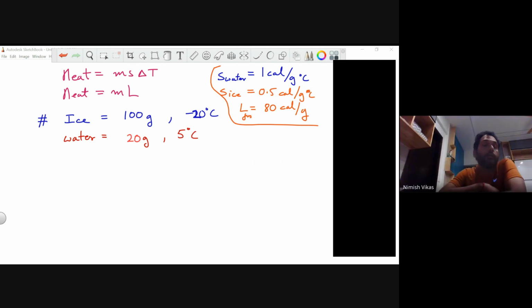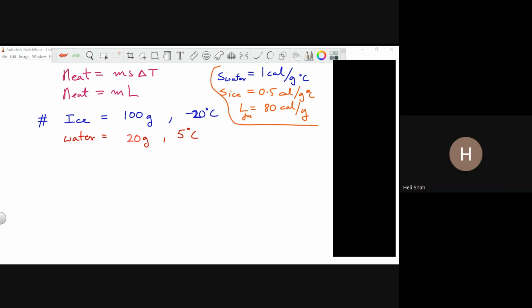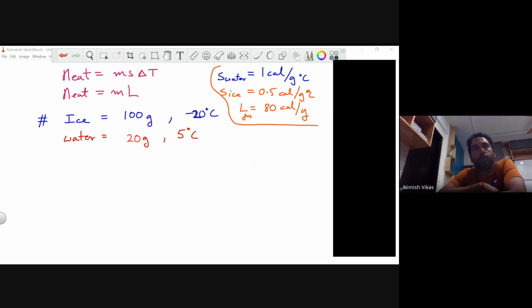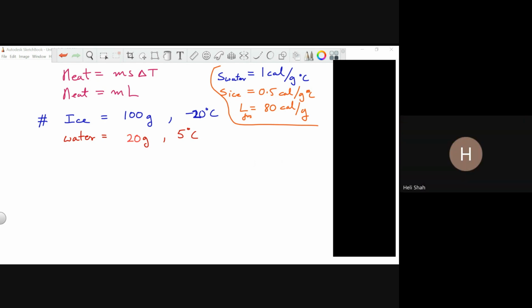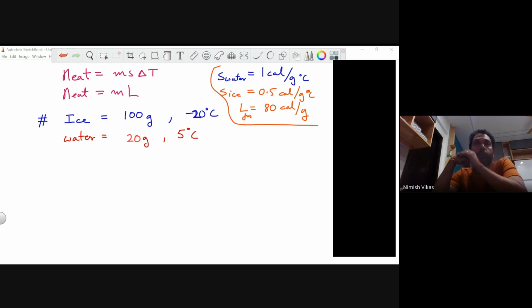To convert ice to water, what do we require? 1000 calories to bring it to 0 degrees Celsius, and then from zero to water it will be m L, that will be 100 into 80, 8000 calories. So totally 9000 is required, right? Which is not there, right? Yes, sir. Okay, so you start doing the question now.